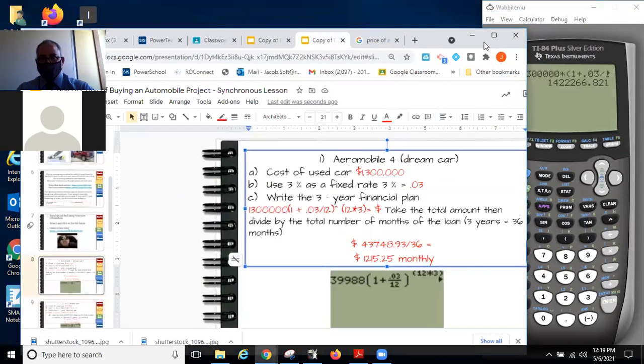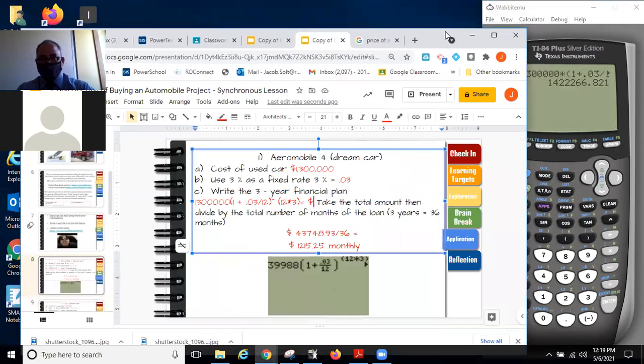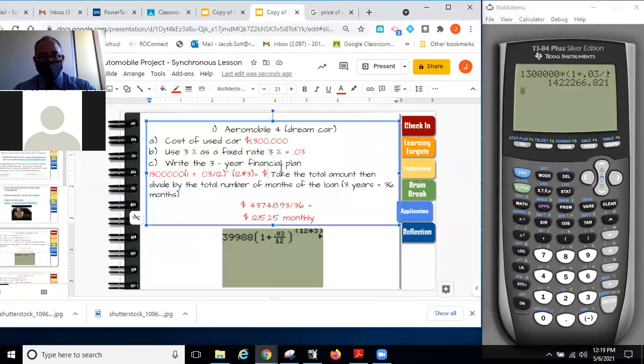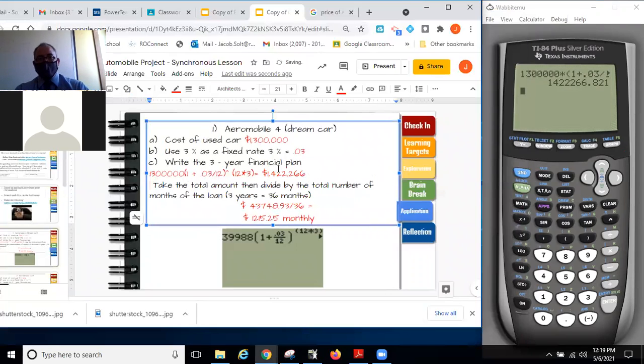I need to share my screen with my calculator. Make sure these two play nicely. Okay, and it's going to be 1,422,266. Remember that. Why is it going to cost me more when I finance it? Because I'm borrowing the 1.3 million. I got to pay it back with interest. So I'll end up paying $122,000 in interest on this loan. Okay. Now I got that calculation done.